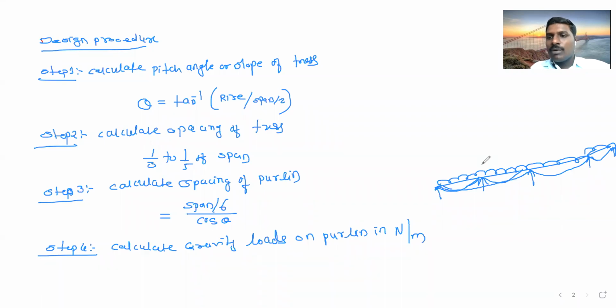The load from the sheet will act as a UDL in the form of Newton per meter. So this Newton per meter load will be this. Got it? The sheet is giving the load on the purlin in the form of Newton per meter. How is it given? It will act in the form of UDL. So we have to calculate the load in Newton per meter. Got it?